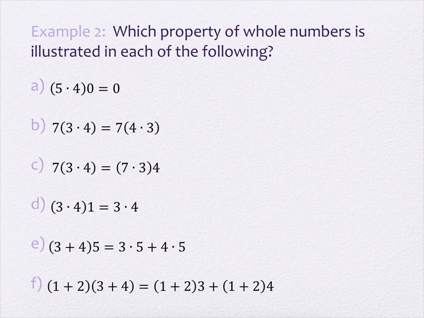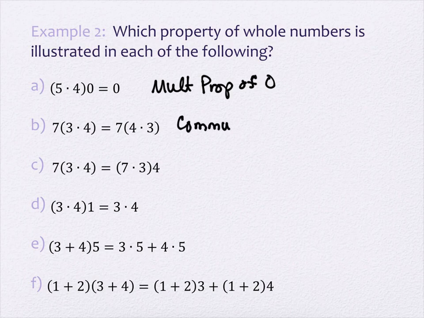What's the first property? Right, it's the multiplication property of 0. How about the second one? That's commutative. Don't let parentheses throw you. Commutative property. What changed was the order within the parentheses. How about the second, C? That's associative. The location of the parentheses changed.